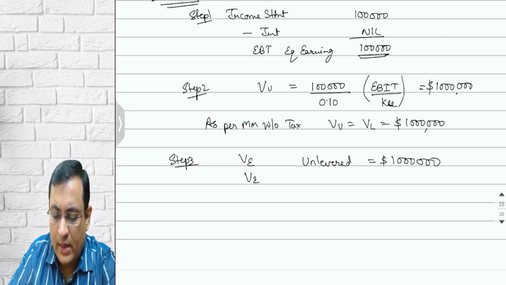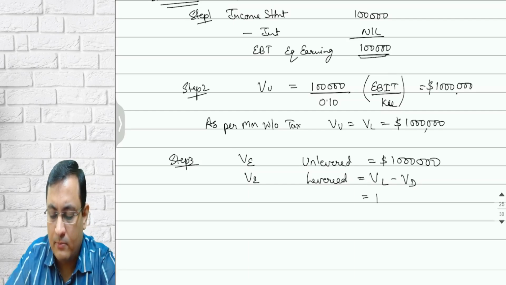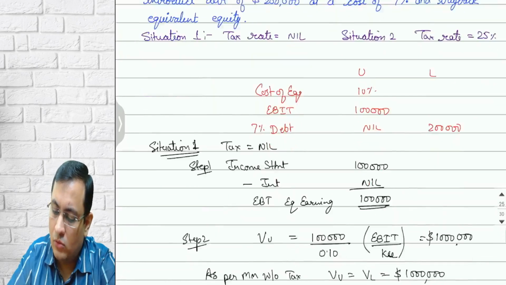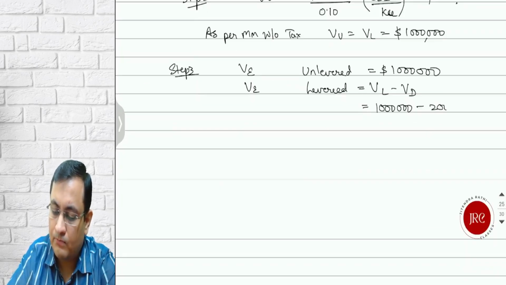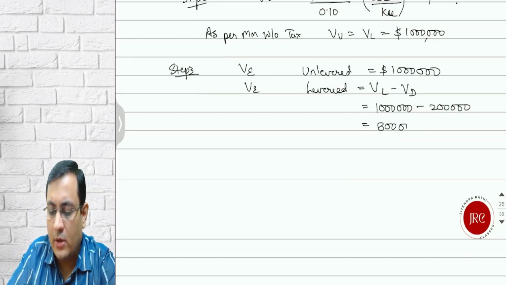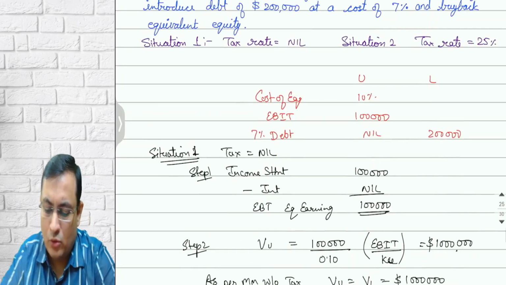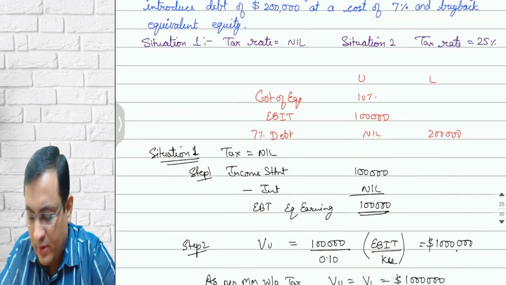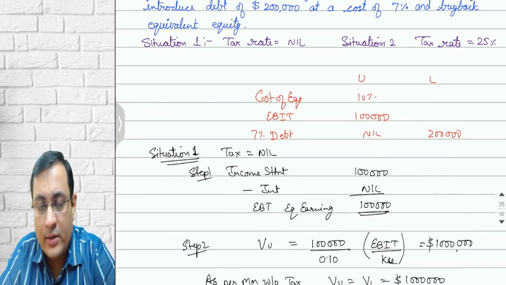Value of equity in case of levered is value of firm minus value of debt, which is equal to 1 million less, how much? I think 2 lakhs. Yes, 2 lakhs. So we got 8,000,000. Why have I not used the same formula, EBIT upon KE, in case of the levered situation?